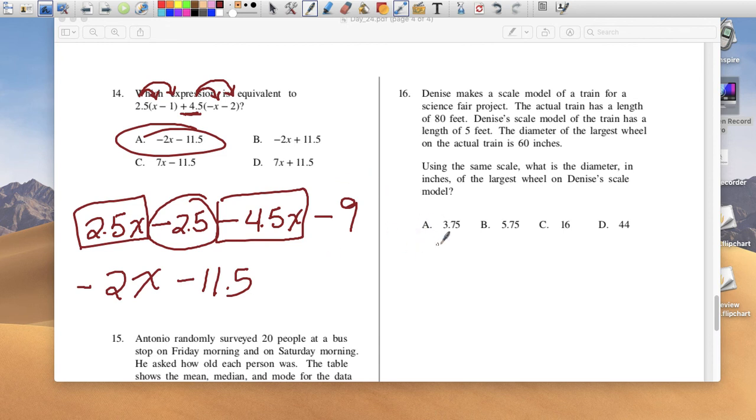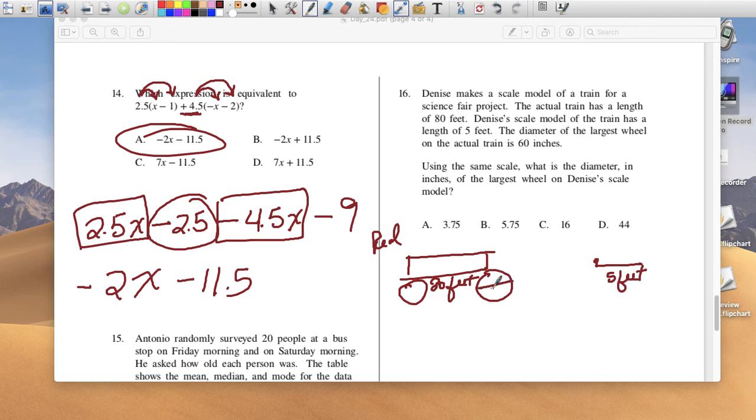Denise makes a scale model of a train for a science project. The actual train length is 80 feet, so here's my train, the real one, 80 feet. And the scale model of hers measures 5 feet. Not that small, but. The diameter of the largest wheel of the actual train is 60 inches. So there's a train over here with the wheel, right? And it says the diameter here is 60 inches on the real train. And then obviously, in her scale model train, the train also has wheels, right? And we want to know, using the same scale, what is the diameter?